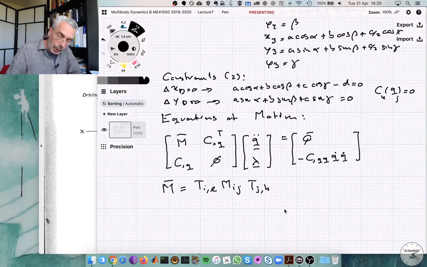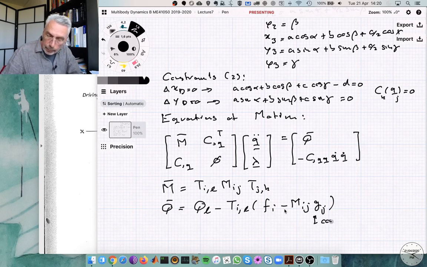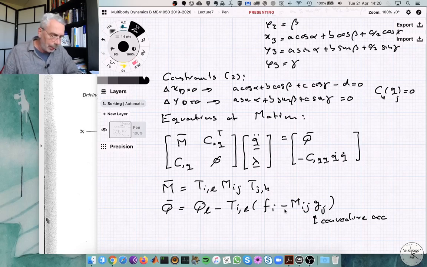And then on the right hand side, this vector Q bar are my forces. So the outcome is T_iL times the transformation of the forces at the center of mass, minus M_ij, and these of course are the convective accelerations. Need I write them down? No, you know that. Just look it up in the TMT part.